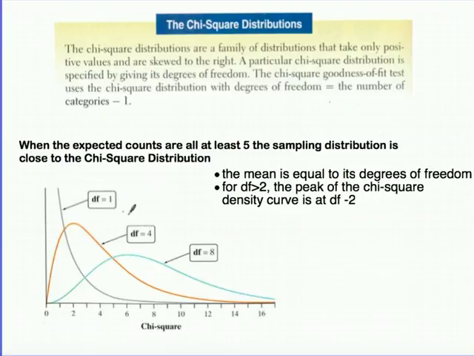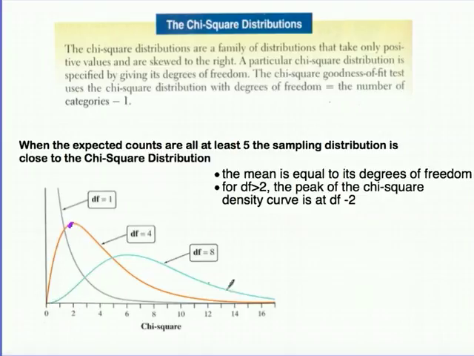So let's look at degrees of freedom 4. The mean is going to be equal to the degrees of freedom. If I look at that curve, I can see that the mean is probably somewhere around 4 because it is skewed to the right. And if I look at the peak, it would be about right here, and that is at 2. If my degrees of freedom is 4, the peak should be at 2 because it should follow degrees of freedom minus 2. So 4 minus 2 gives you 2.